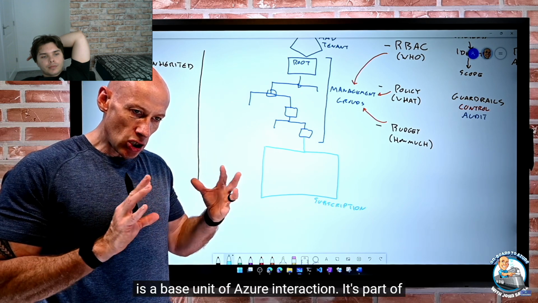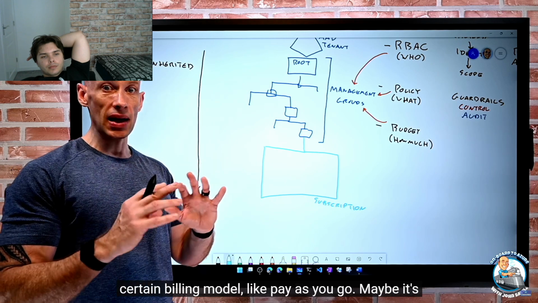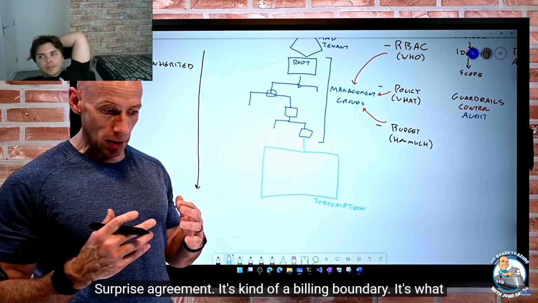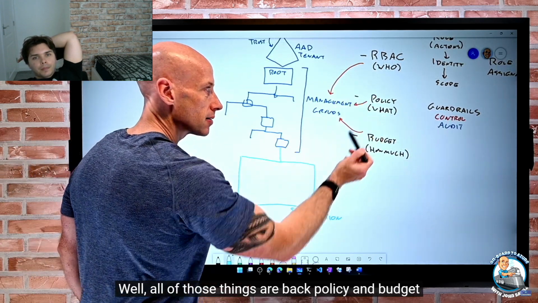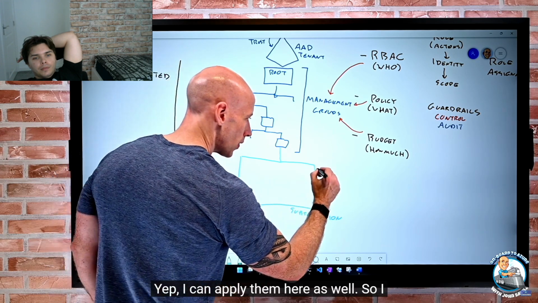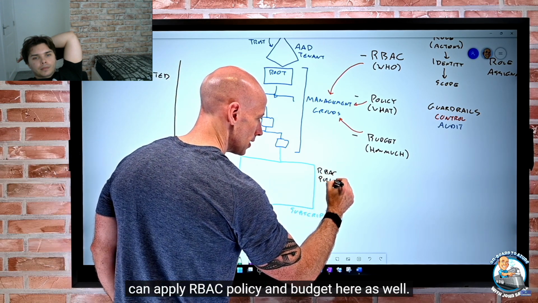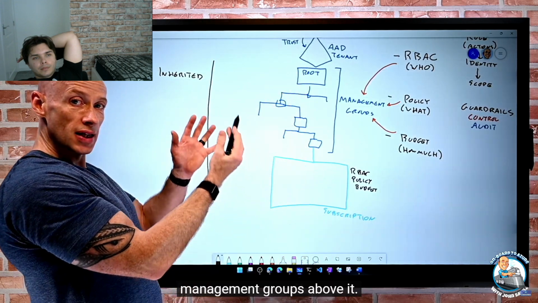Because a subscription is a base unit of Azure interaction. It's part of the agreement between the customer and Microsoft. It uses a certain billing model, like pay-as-you-go, maybe it's part of an enterprise agreement. It's kind of a billing boundary, is what it's really useful for. Well, all of those things, RBAC, policy, and budget, I can apply them to management groups. Yep, I can apply them here as well. So I can apply RBAC, policy, and budget here as well, which will also get the ones that apply to management groups above it.